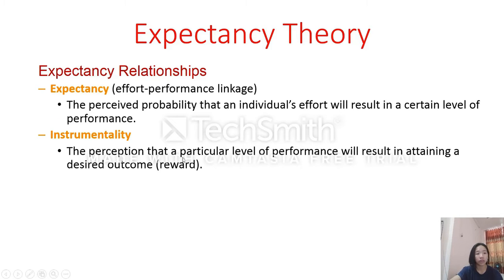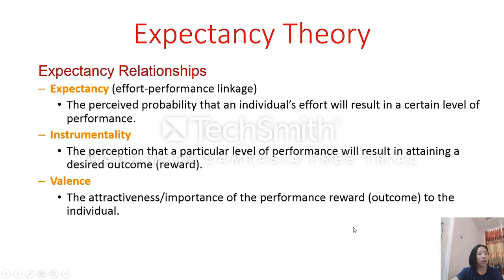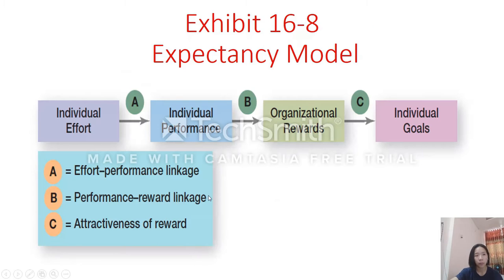Instrumentality is the perception that a particular level of performance will result in attaining a desired outcome or reward. And valence is the attractiveness or importance of the performance reward outcome to the individual. And we have the expectancy models.